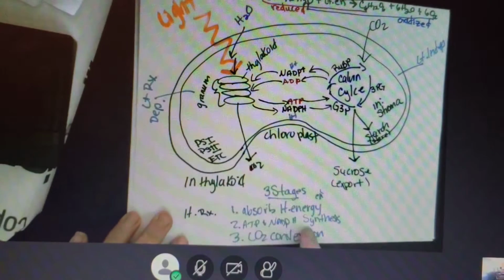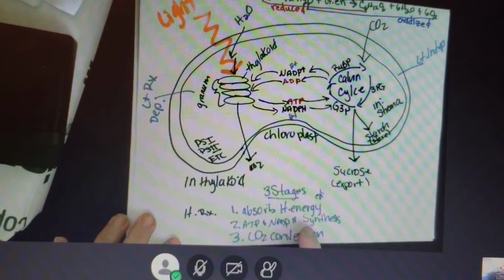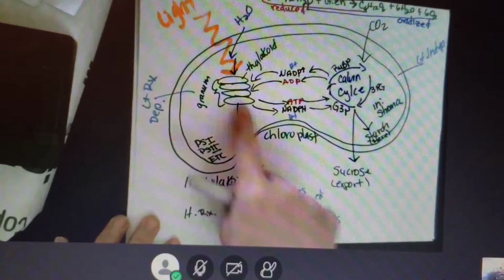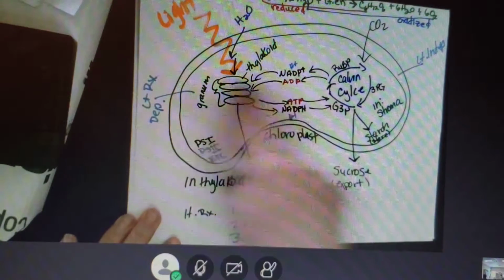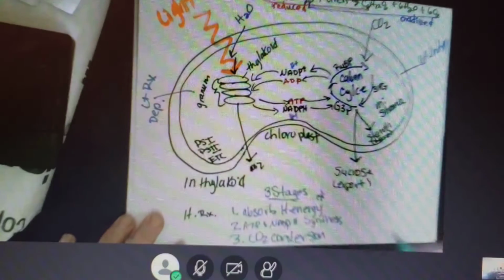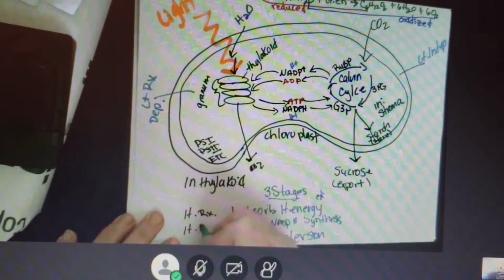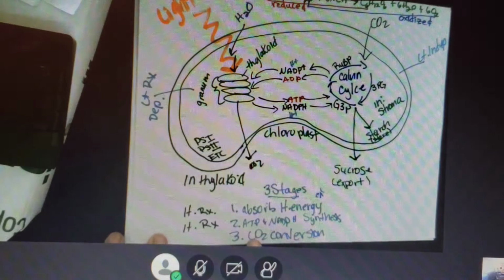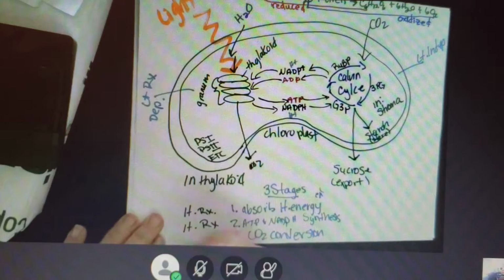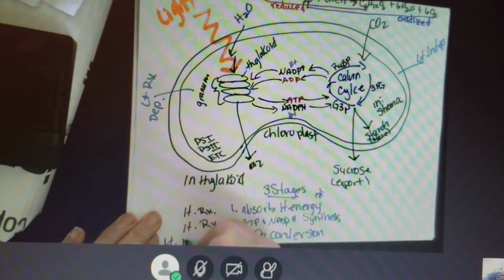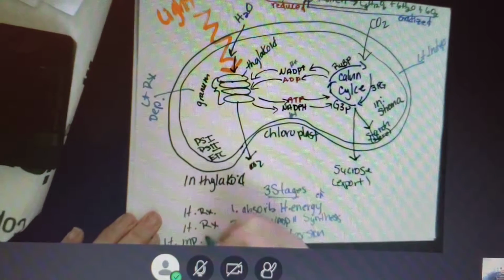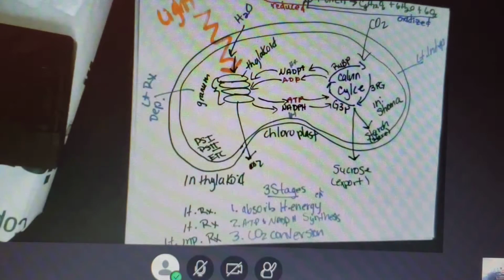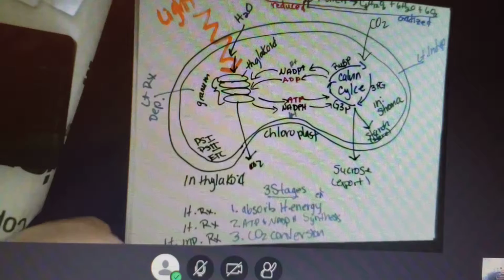Where did ATP and NADPH synthesis occur? We made it here and sent it over here. So it occurred in the light reaction. And then where did we change our CO2 to C6H12O6? In the independent, okay? So, if you learn these two diagrams that I'm showing you, come in and write them down, you'll be able to answer any of the questions pretty much on the test.